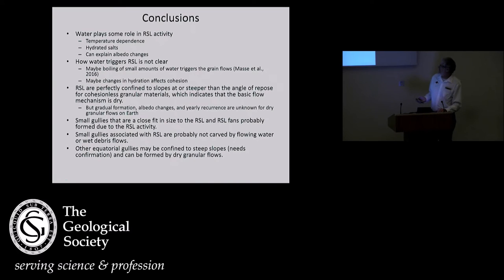The small gullies that are close in size to the RSL and RSL fans, I think are due to the RSL activity, unless it's a coincidence. I don't know how to prove that, but that's what I think. So these small gullies are probably not carved by flowing water or wet debris flows. And other equatorial gullies may be confined to steep slopes. We need to confirm that, but that's my suspicion. So they could also be formed by dry flows. Thank you.